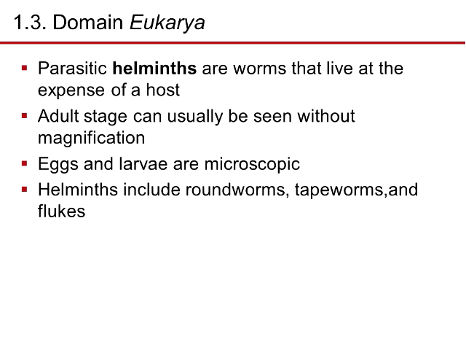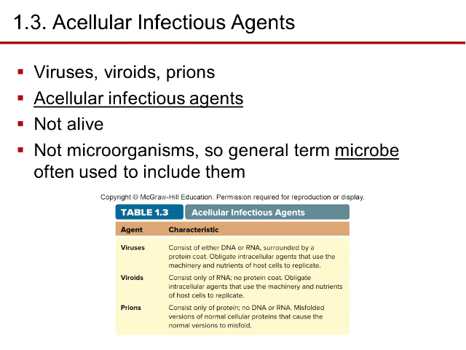Now, parasitic helminths are worms that live at the expense of the host. They are not symbiotic. They break down the host. The adult stage can easily be seen without magnification, but the eggs and larvae are usually microscopic. Helminths include roundworms, tapeworms, and what are called flukes. Flukes can live in the lungs, lung flukes, and bladder flukes, and all sorts of things, different kinds of flukes.